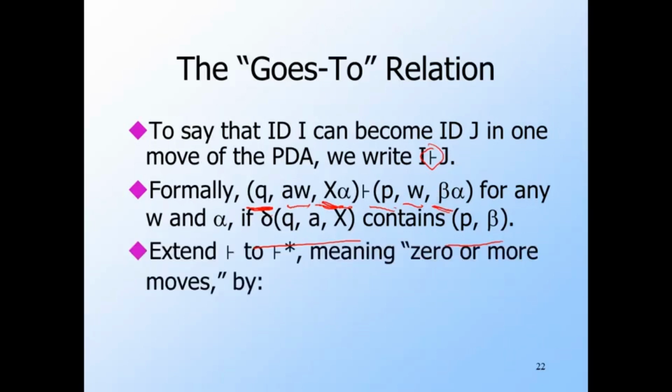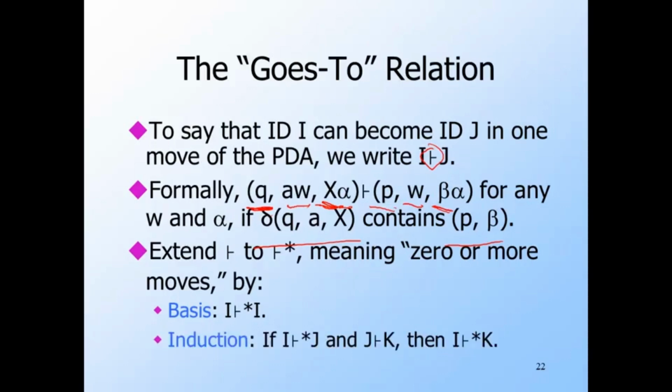We also have a turnstile-star relation for IDs defined analogously to the way we defined arrow star for sentential forms. That is, the basis representing 0 moves says that any ID goes to star itself. And for the induction, if I goes to J by some number of moves, possibly 0, and J goes to K by one move, then I goes to K by some number of moves.